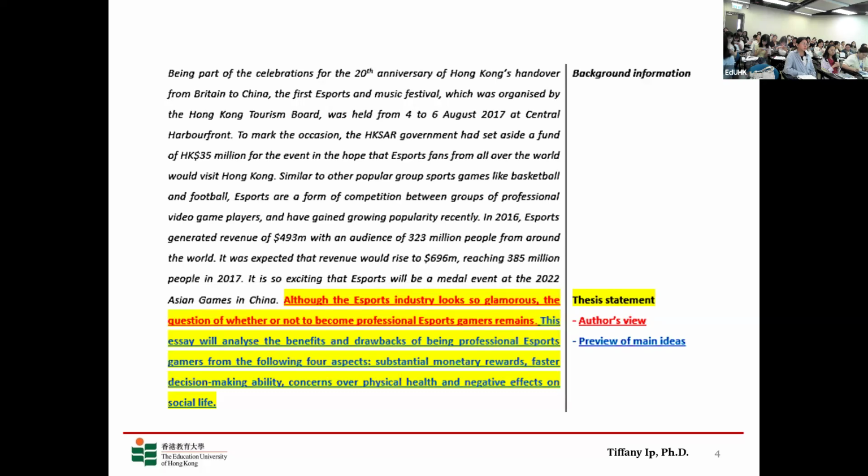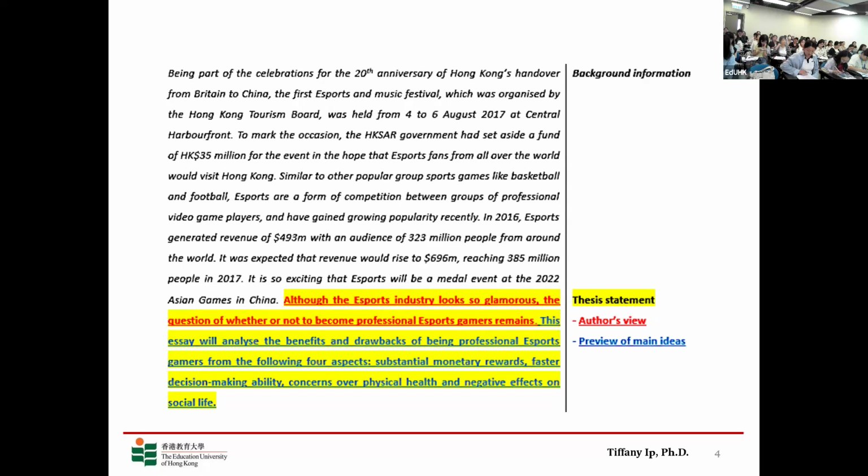And then "this essay will analyze." So this is the preview, right? Telling how you're going to organize your paragraphs in the following. "We'll analyze the benefits and drawbacks from the following 4 aspects." And these 4 terms actually signal the flow of the coming body paragraphs. So if you follow these 4 terms, you will be able to identify the coming 4 paragraphs easier. Right, so this is how you write the thesis statement. Put it in brief forms, but then give details.